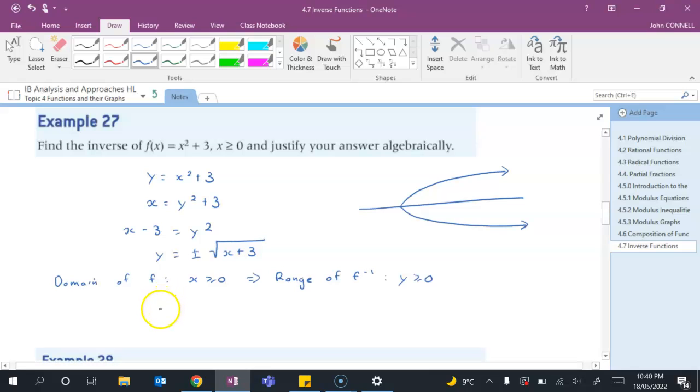And so the inverse function is root x plus 3. And that's a function on x. So it's f inverse of x is equal to the square root of x plus 3. So I've got to finalize it by writing it in terms of function notation. Okay, alright.